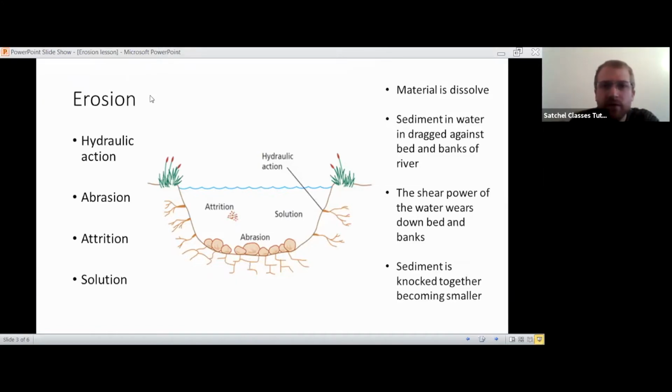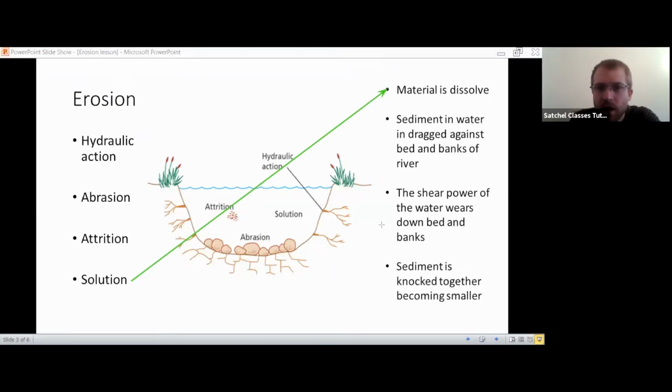Okay. So first of all, we want to match these definitions. These are key terms that we need to know. So what we'll do, let's start with, we will go from a material being dissolved, okay? So you might look at this in chemistry, for example. When you dissolve sugar in water, you're putting it into a solution, okay? So solution is material being dissolved. Once it's dissolved, it's invisible. You can't see it anymore.